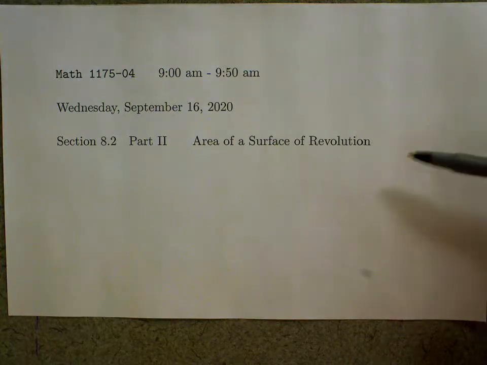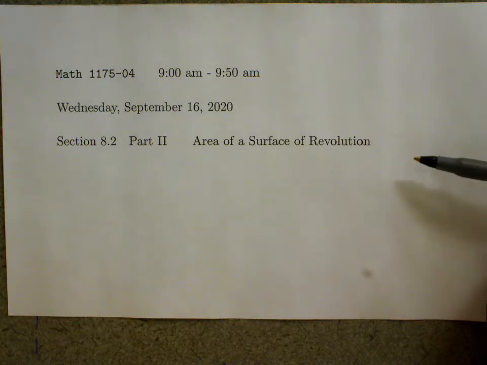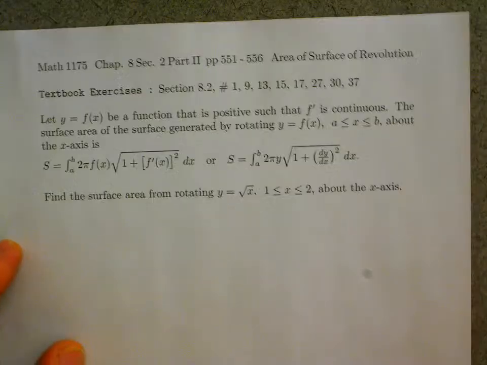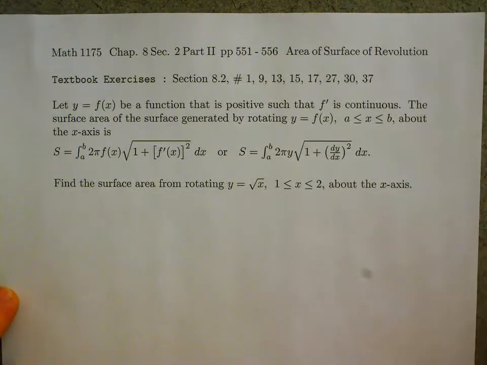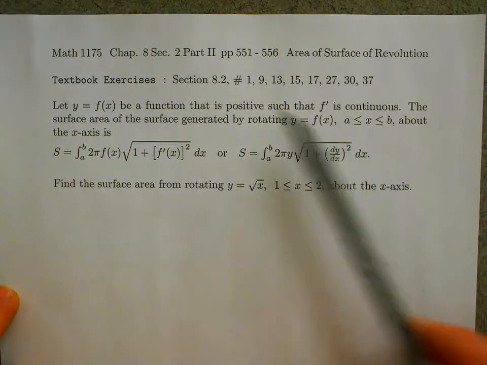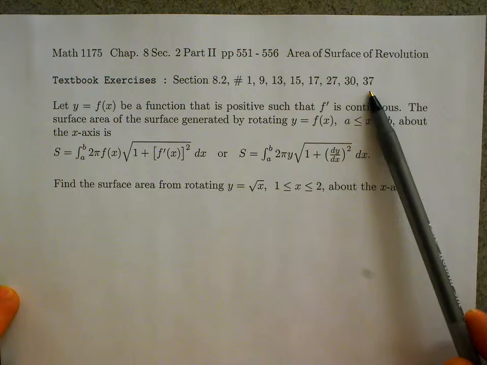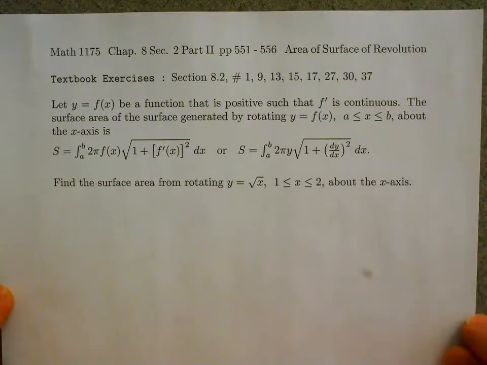All right, it's finally 9 o'clock. We'll be in section 8.2 again, area of a surface of revolution. So I added a few more textbook exercises. So just those 8. You can work on more if you like.